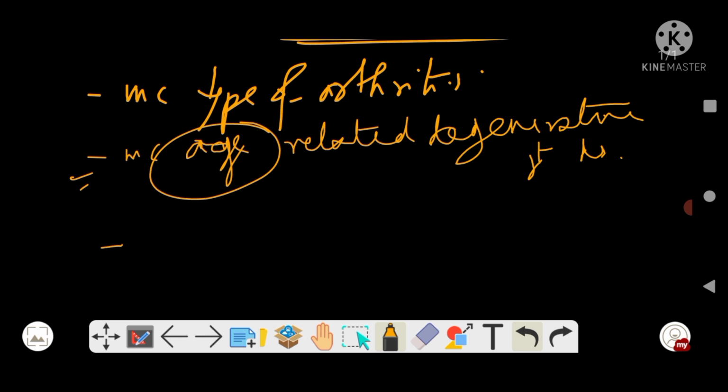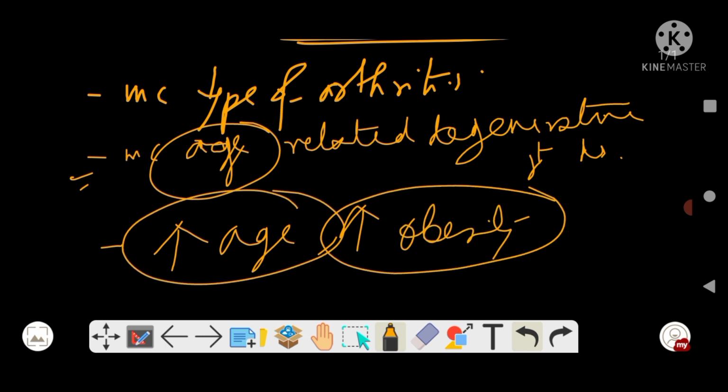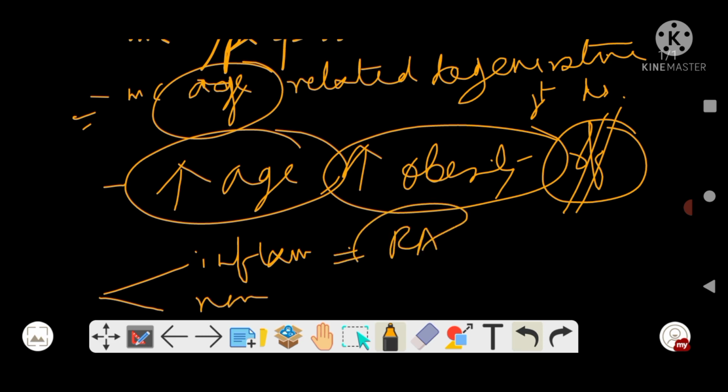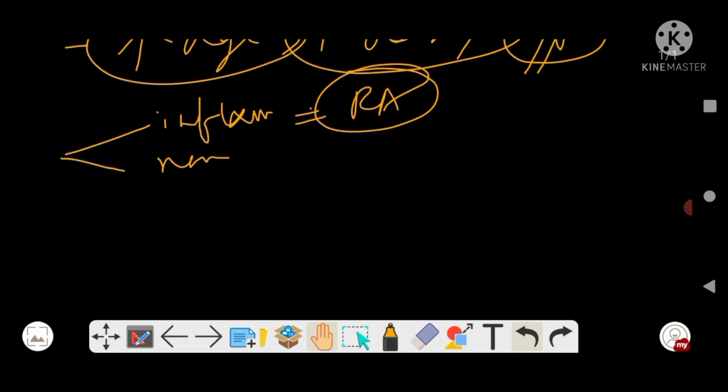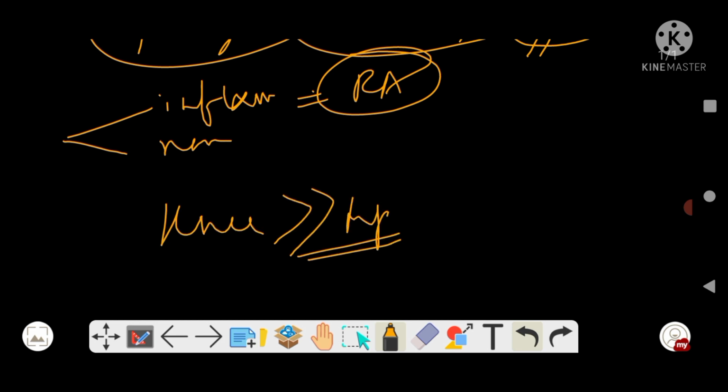The prevalence of osteoarthritis increases with increasing age and increasing obesity. So these are also risk factors, although we will discuss the risk factors separately. We can divide arthritis into two types: one is inflammatory, one is non-inflammatory. Inflammatory, of course, is rheumatoid arthritis. And talking about joints, the knee joint is most commonly involved, then the hip.